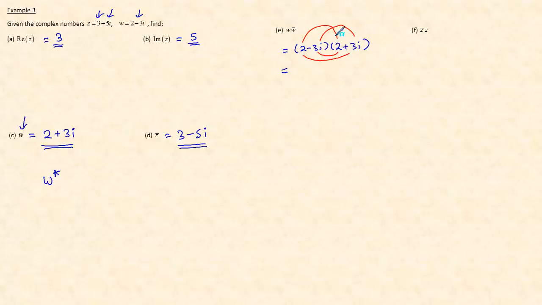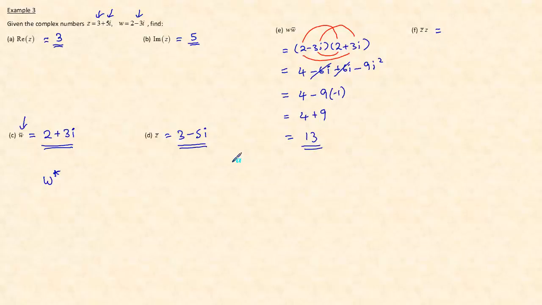So I'm going to get 2 times 2, so that's 4. Then I'm going to get minus 6i. Then I'm going to get plus 6i. And then I'm going to get minus 9i squared. The middle terms cancel. We'd expect that for a difference of two squares. So that's 4 take away 9. And don't forget i squared is negative 1. So that's going to be 4 take away negative 9, which is 4 plus 9, giving us 13.